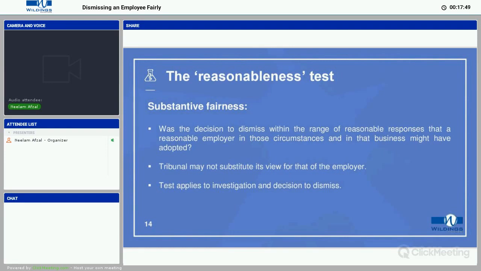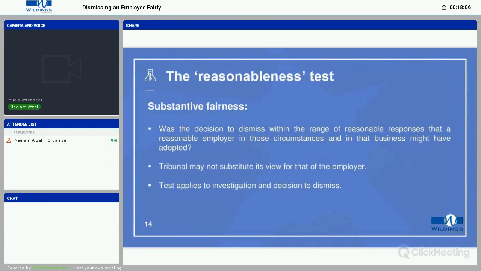The tribunal must not substitute its view for the view of the employer. So the tribunal can't say, well, actually, I would have done this in this situation. The tribunal can't substitute their own view. They've got to look at what's reasonable, that's open to a reasonable employer at that particular time.